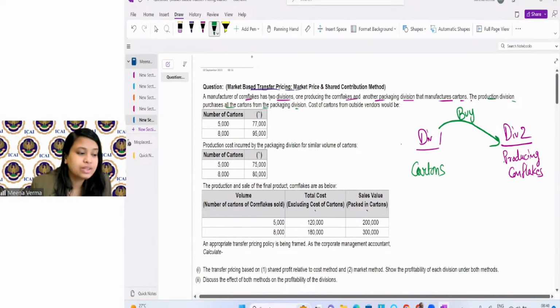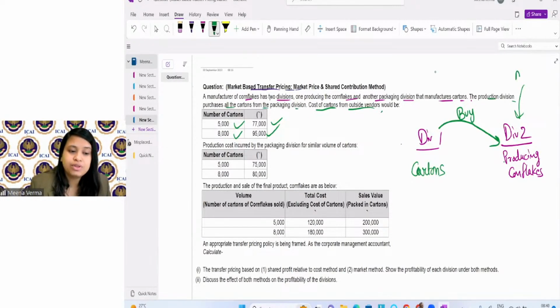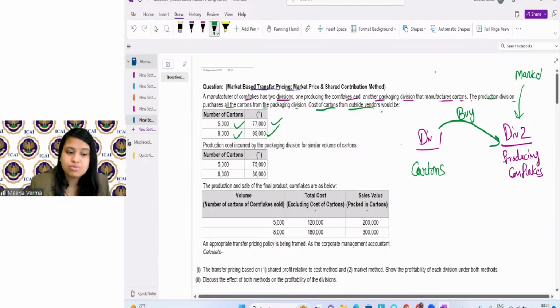All right. Then the cost of cartons from an outside vendor. So instead of producing the cartons inside, if you buy them from outside, if you're buying 5,000 units, you can buy the cartons for 77,000. And if you're buying 8,000 cartons, you have to buy them at 95,000 rupees. So this is the price at which you can buy from the market. You have the option: either you can get it internally or you can buy it from the outside market.